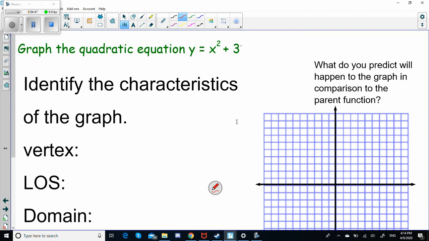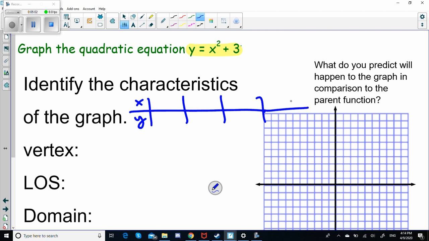All right, so let's start here. Here's my first equation right here, y equals x squared plus 3. So I'm going to go ahead and make my table like normal. Okay, so I've got x and y. I'm going to start with 0. So 0 is in the center because I'm assuming it's the vertex. So if I plug 0 in here, y equals 0 squared plus 3. Well, that's 3.